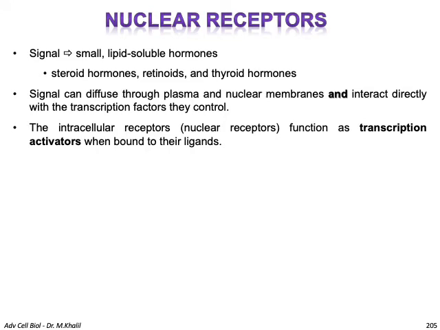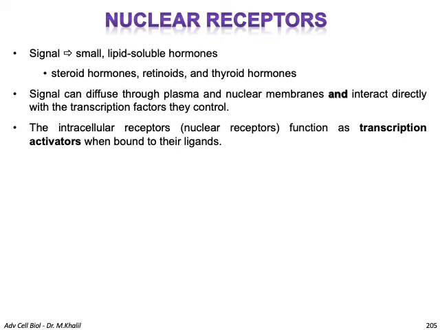Nuclear receptors. The nuclear receptor needs a signal, which is a small lipid-soluble hormone like steroid hormones, retinoids, and thyroid hormones. These lipid-soluble hormones or steroid hormones can diffuse through the plasma and the nuclear membranes and interact directly with the transcription factor they control.